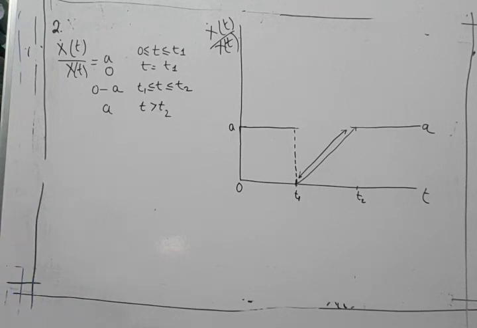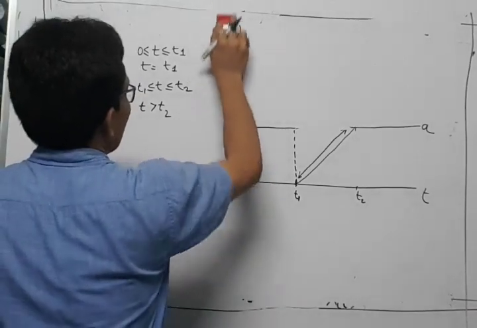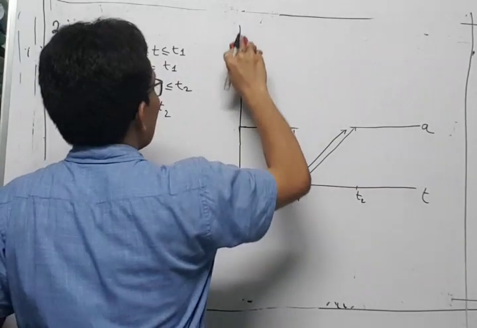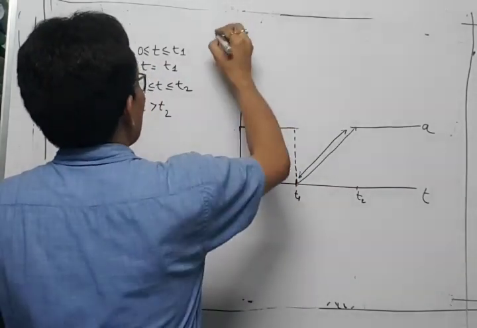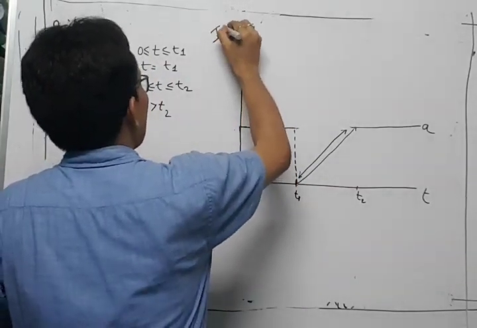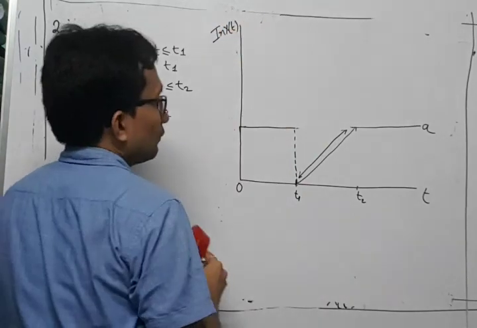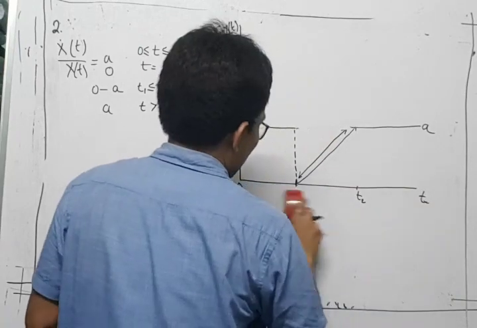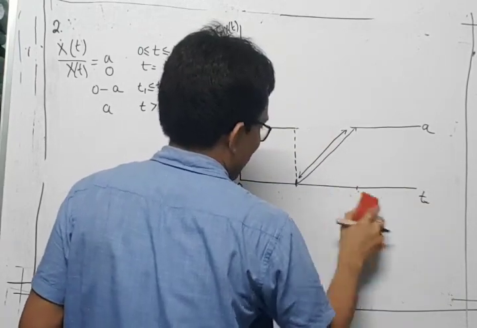Now the second part of the problem is this, that we have to now plot the log of x(t) as a function of time. Okay. So now we'll be having log of x of t on the vertical axis and again t on the horizontal axis. So let us see what happens.